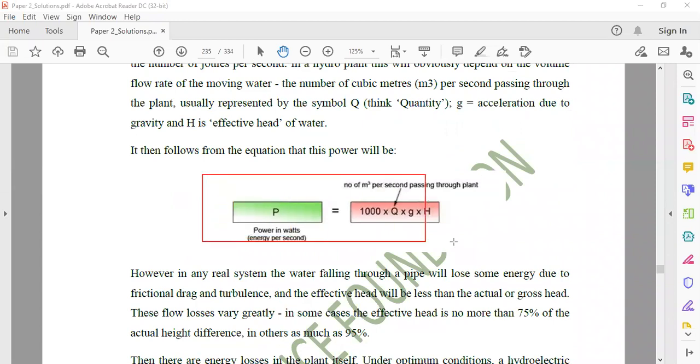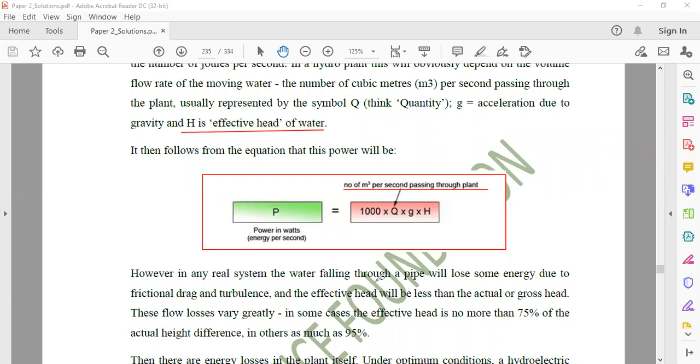So power in watts is equal to 1000 times Q, where Q is the flow rate, the cubic meters of water passing through the plant per second. Then g is the acceleration due to gravity, and H is the effective head, which is mentioned here in this formula. So we have Q, the flow rate, g, acceleration due to gravity, and H, the head.